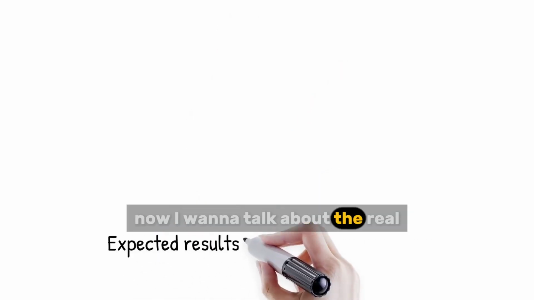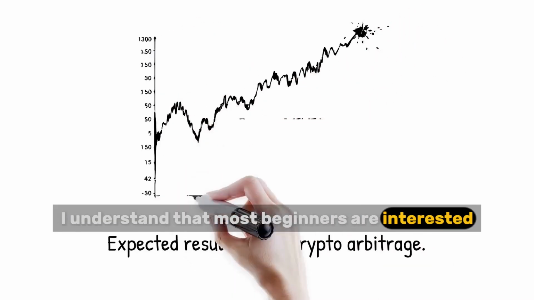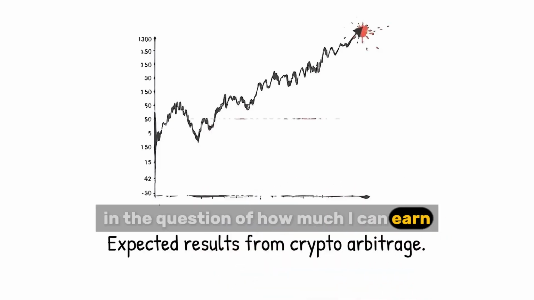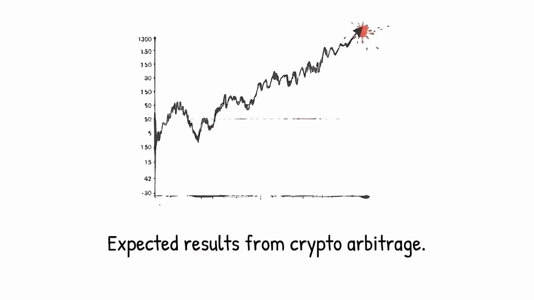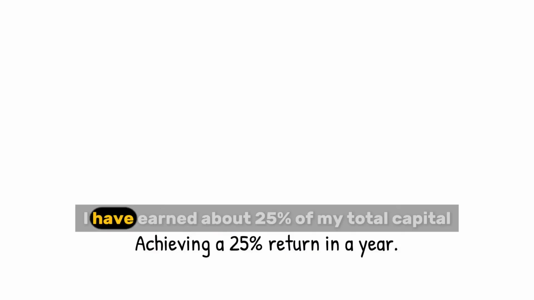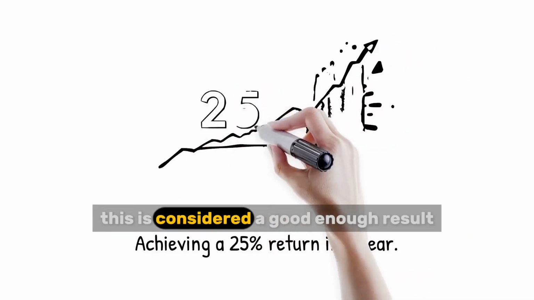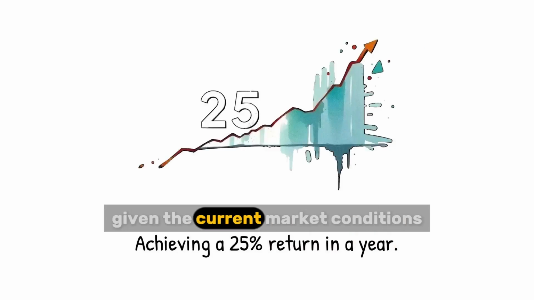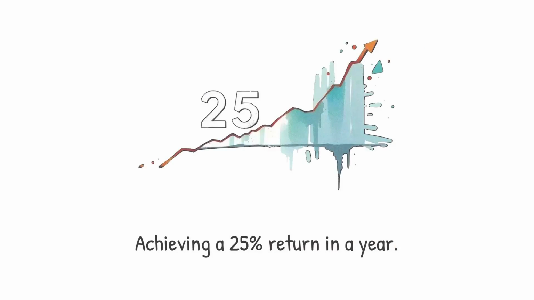Now I want to talk about the real results that can be expected from crypto arbitrage. I understand that most beginners are interested in the question of how much I can earn. Let's look at this as realistically as possible. For example, over the past year I have earned about 25% of my total capital. This is considered a good enough result given the current market conditions. But this is not always the case.